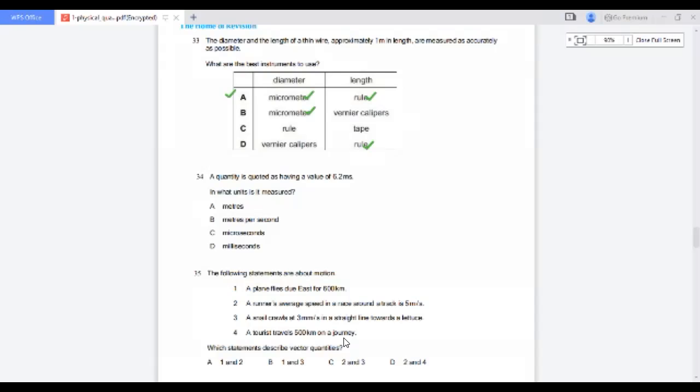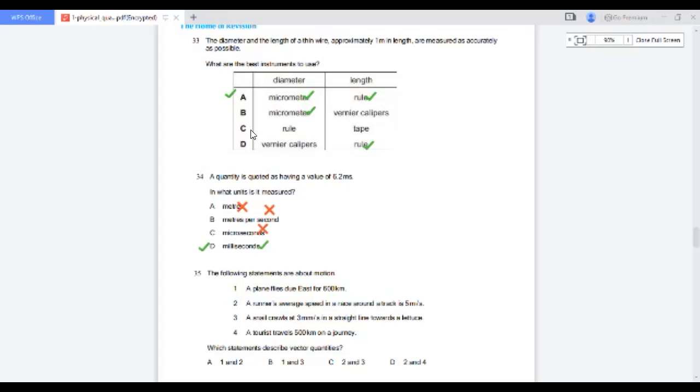A quantity is quoted as having a value of 6.2 milliseconds. So in what unit is it measured? Meters? ms is milliseconds, so it's wrong. Meter per second, no. Microsecond, no. Microsecond has a different kind of symbol. So millisecond looks fine. So our overall correct option is option D.